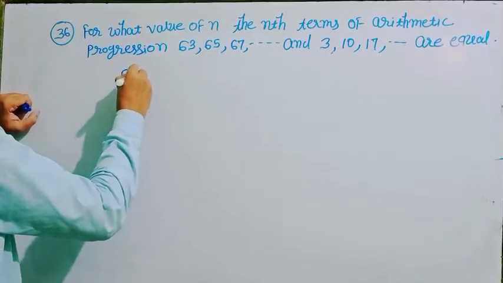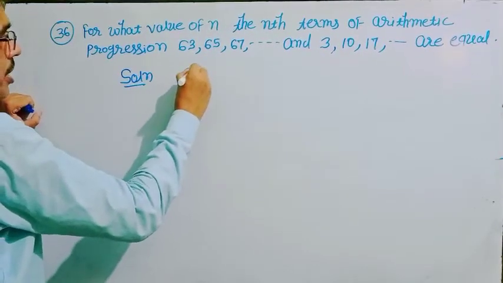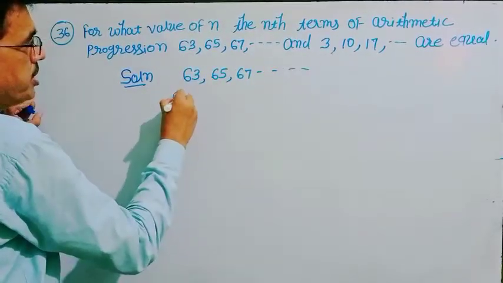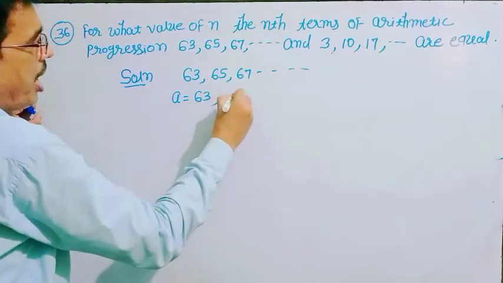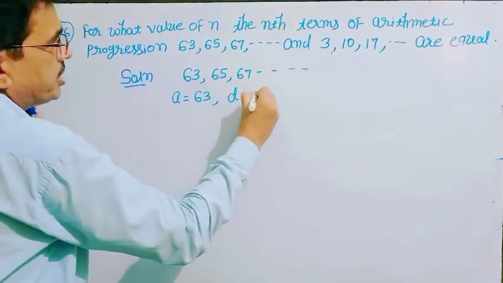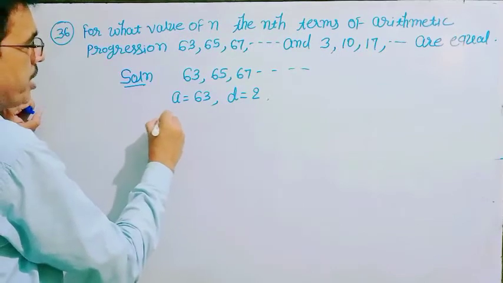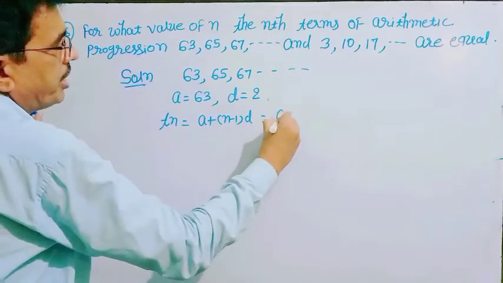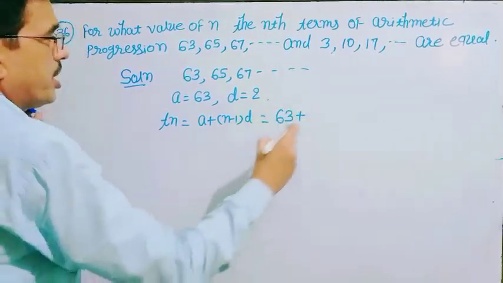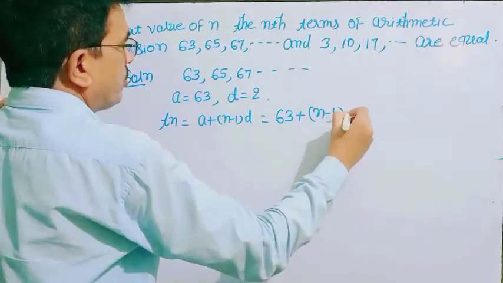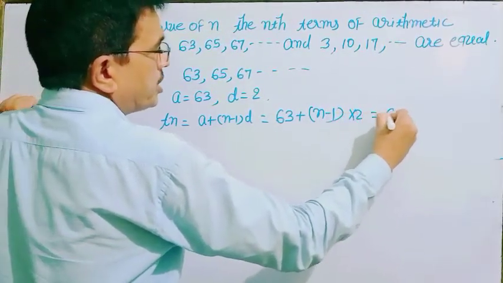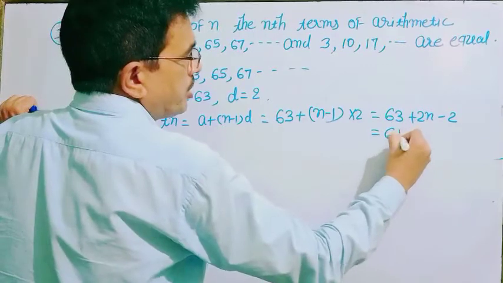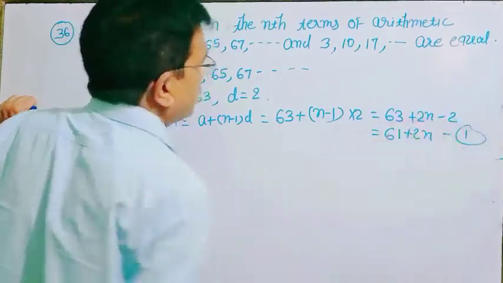First write the solution. Here is 63, 65 and 67, dot dot dot. Here A is equal to 63 and D is equal to 65 minus 63, that is 2. So what is Tn? Tn is equal to A plus n minus 1 into D, that is 63 plus n minus 1 into 2, that is 63 plus 2n minus 2, that is 61 plus 2n. It is the first equation.